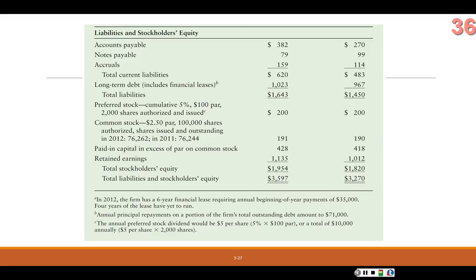Paid in capital in excess of par in common stock is the proceeds received from the original sale of the common stock in excess of the par value. Retained earnings is the cumulative total return of all earnings that have been retained and reinvested in the firm since inception.